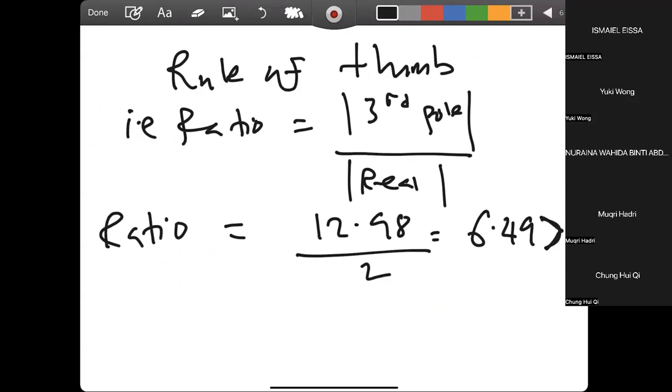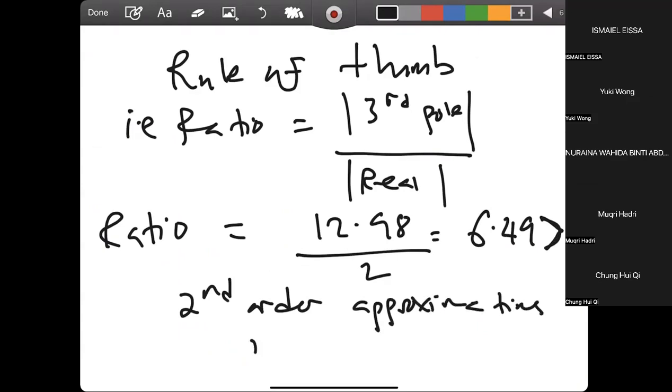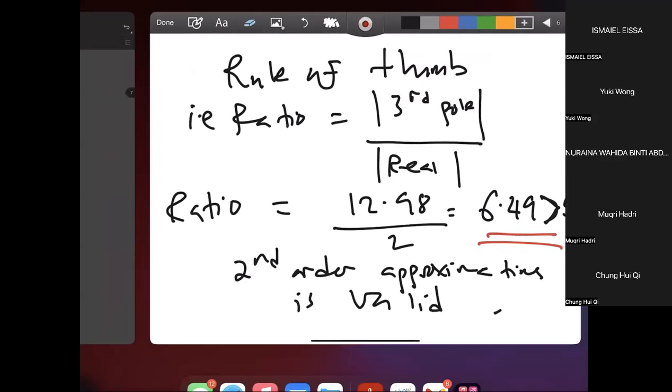So the rule of thumb said when the ratio is greater than 5, second order approximation is valid or not valid? Valid. Okay. Understand?